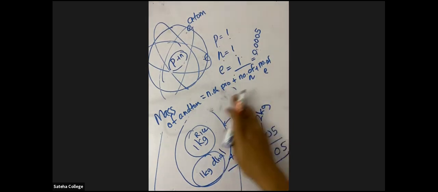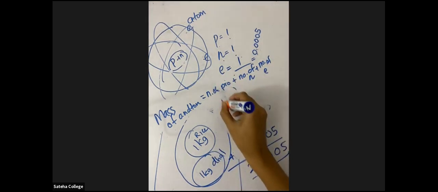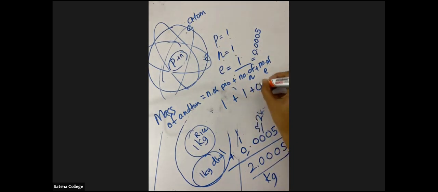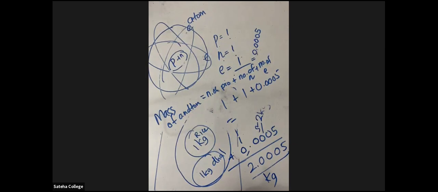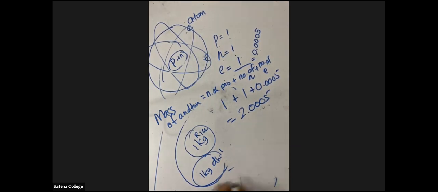So if I add it, what will happen? Now say this is 1 plus 1 plus 0.0005. So what will be your answer? 2.0005. But when you are saying your answer, you say approximately it's equal to how much? 2. Right?